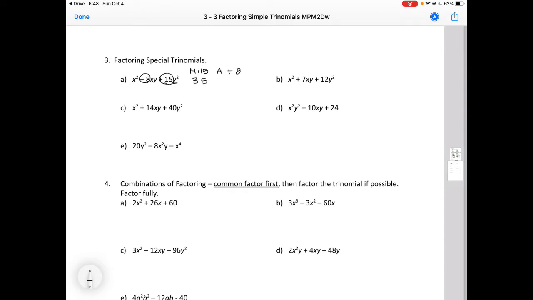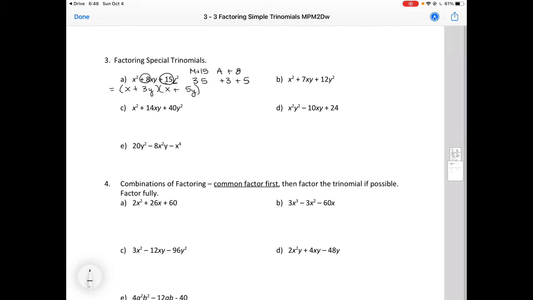So I would think 3 and 5. If I have plus 3 and plus 5, those will add to 8. So I'm going to start with x plus 3 and x plus 5. But now I know that my last term has to be y squared. So I'm going to extend my brackets a little bit and add on y's. So now I've got x plus 3y, x plus 5y. If I expand that, I'll get my correct terms.